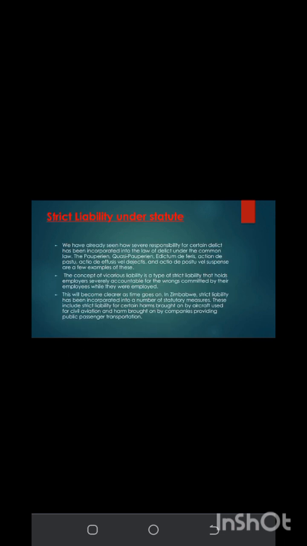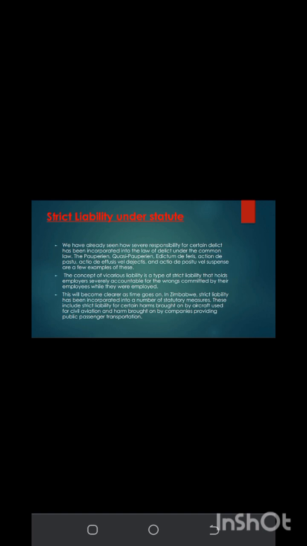Then we go to strict liability under statute. We have already seen how strict responsibility for certain delicts has been incorporated into the law of delict under the common law: the actio de pauperie, the quasi-pauperian defense, the actio de pastu, the actio de effusis et dejectis and the actio de positis et suspensis are a few examples of this. The concept of vicarious liability is a type of strict liability that holds employers accountable for the wrongs committed by their employees. This will become clearer as time goes on.